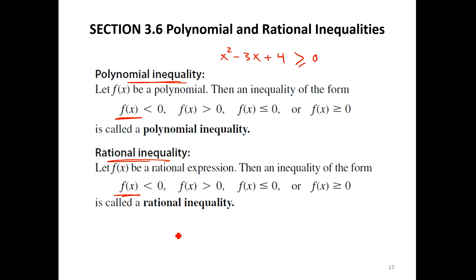If we have 3x to the power 4 minus 2x over x plus 1 less than or equal to 0, this is called a rational inequality, because we have a numerator and a denominator. So we have an inequality sign, and we have a rational expression with numerator and denominator. This is a rational inequality.